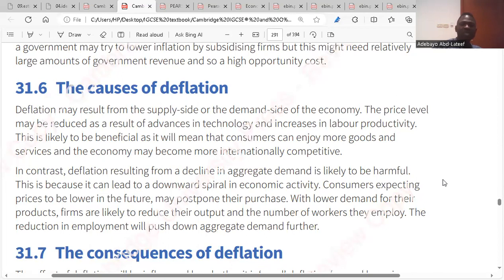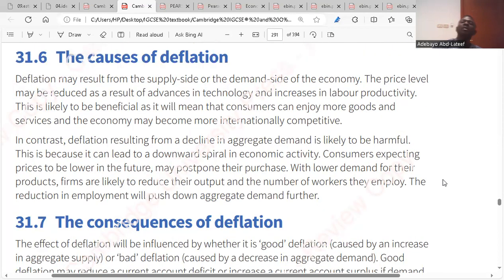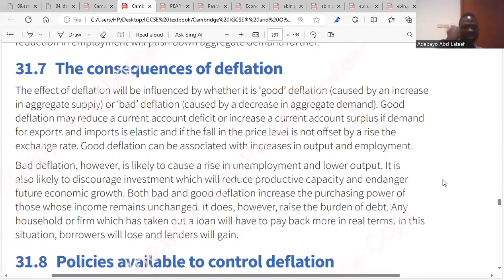The reduction in employment will push down aggregate demand further. If there's deflation as a result of a fall in aggregate demand, consumers do not buy, hoping that there will be a future fall in prices. This is not good for firms. Firms will be losing revenue, and if they continue to lose revenue, they will start reducing their output and laying off workers. There will be higher unemployment. That is the point, and that will push down aggregate demand again because nobody has the income to buy. Yes. The consequences of deflation.